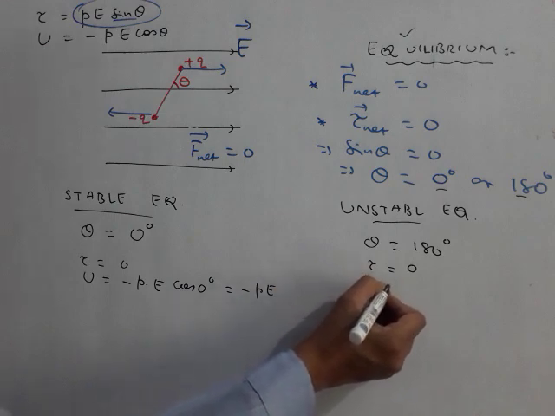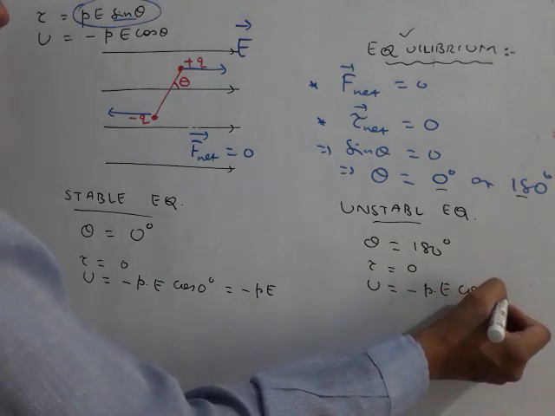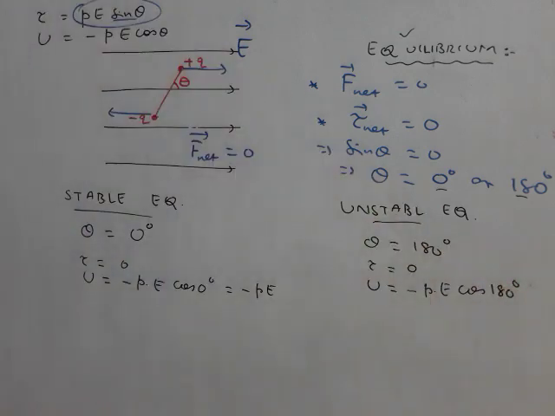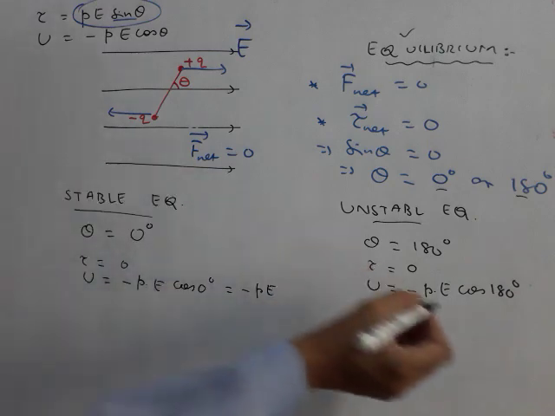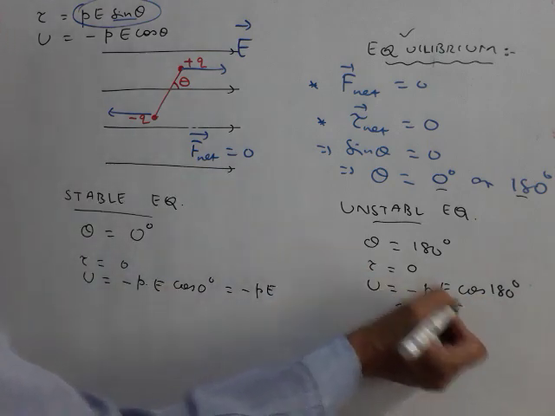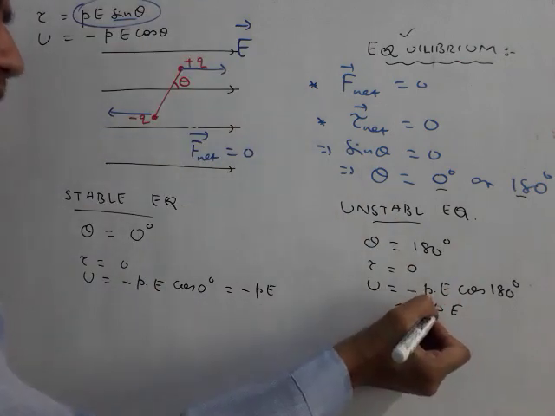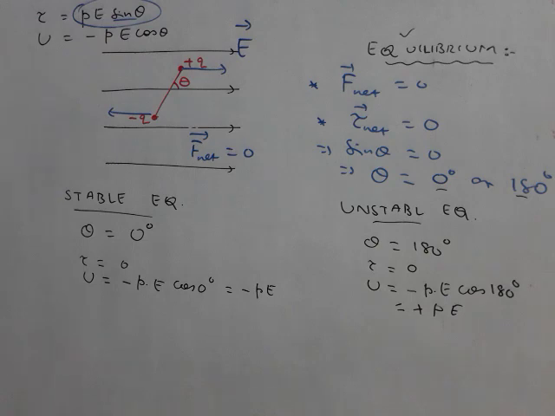Now what is potential energy in unstable equilibrium? That is minus P times E times cos of 180 degree. What is cos 180 degree? Minus 1. So that minus and that minus becomes plus, and we are left with P times E. So potential energy in case of unstable equilibrium is plus PE.